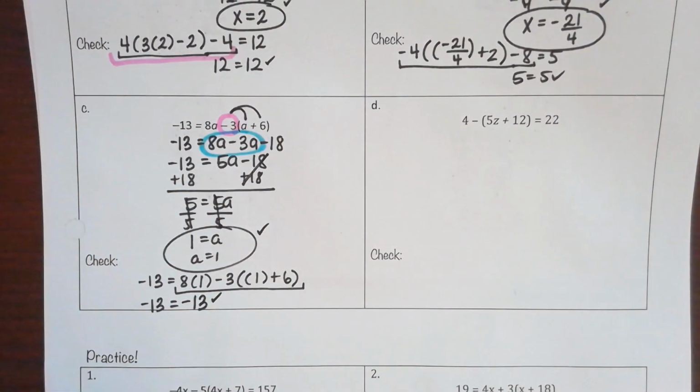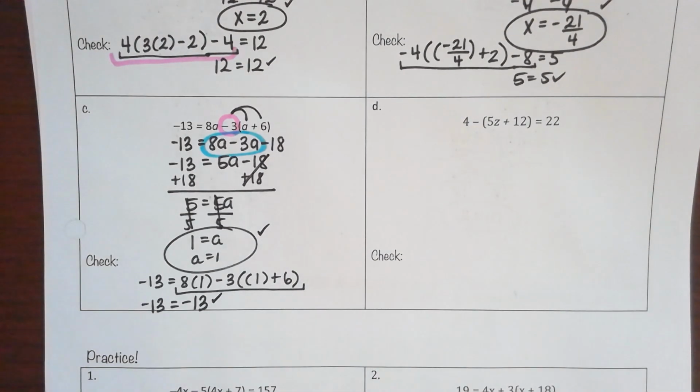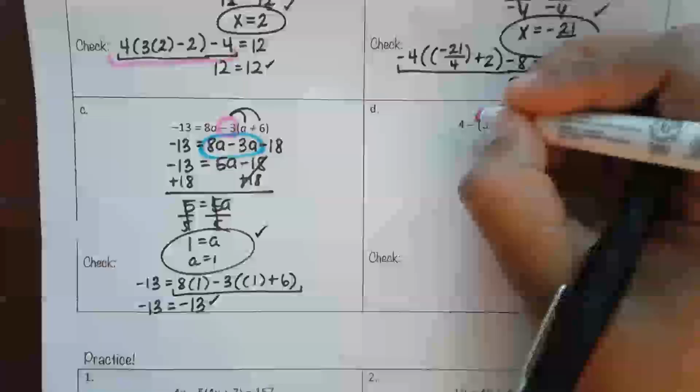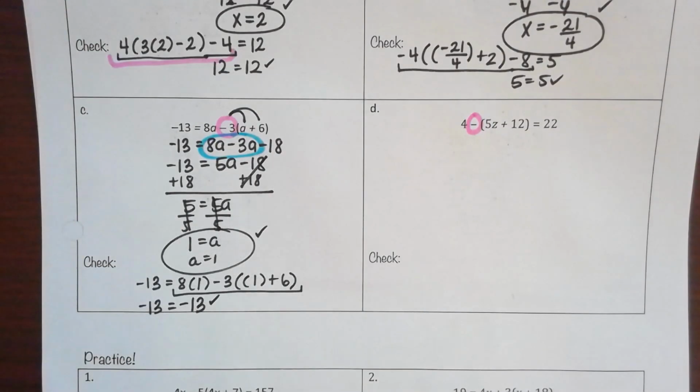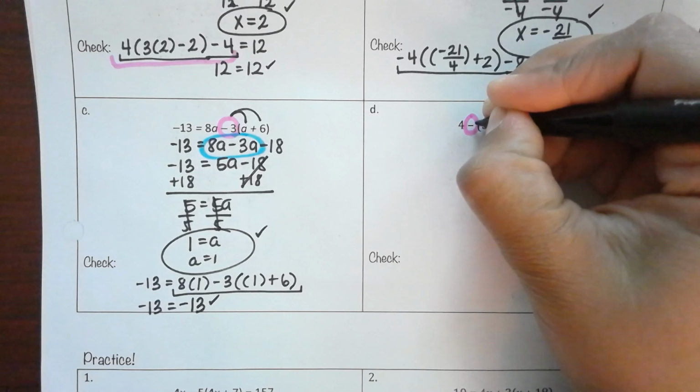Yes. Any questions? D, I have 4 minus 5z plus 12 equals 22. These kind of questions messed y'all up yesterday, okay? Am I distributing? What am I distributing? Negative. A negative what? One. Thank you.